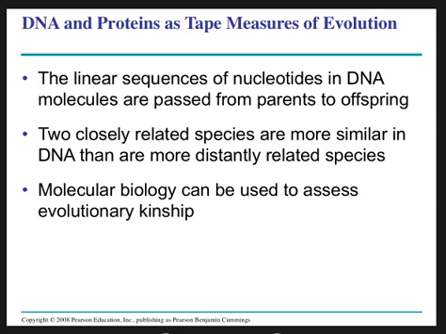We're going to use DNA and its proteins, what gets made, as a means of measuring evolution. Those linear sequences of nucleotides in the DNA molecules are going to be passed from parent to offspring. Two closely related species are going to be more similar in their DNA than those that are more distantly related. When we talk about humans, the comparison that always gets made is humans and chimps. Humans and chimps are a lot alike, and there's no denying that. But really, the apes are very closely related to humans as well.